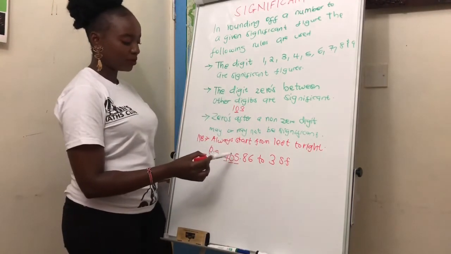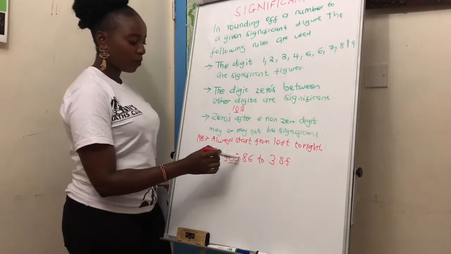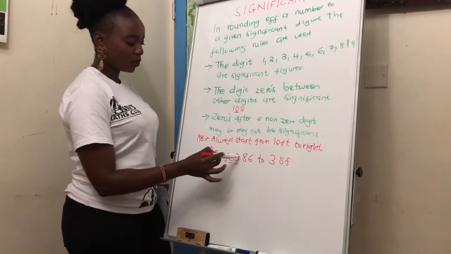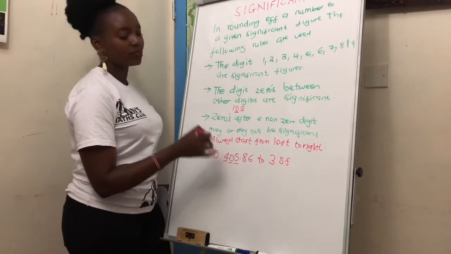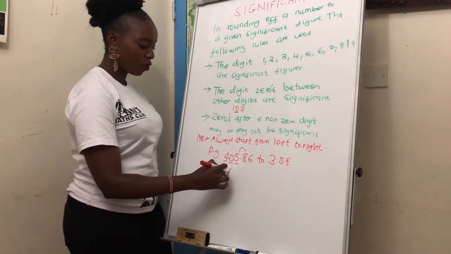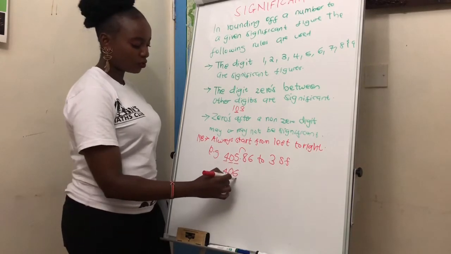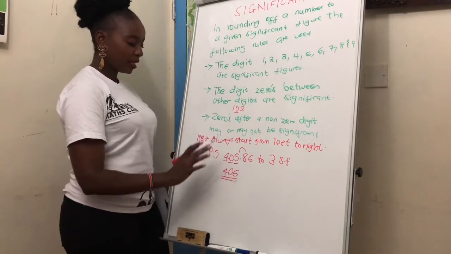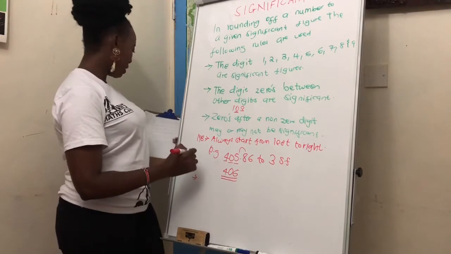So basically it's between. So 4 was 5.86. Remember, we stop here, and 8 is higher than 5. So we carry 1, so it becomes 406. So this should be your answer. Then we have another example.